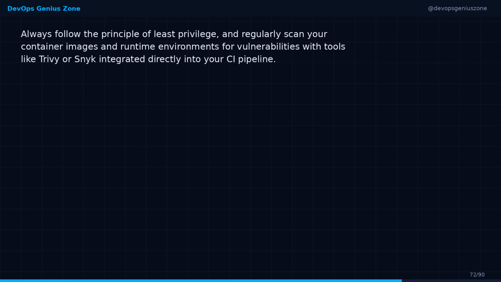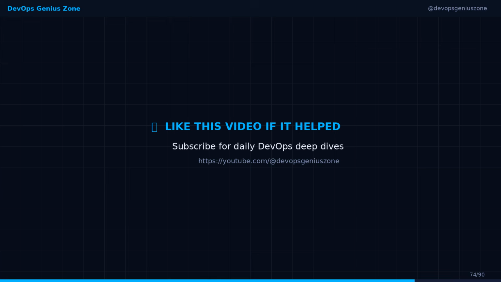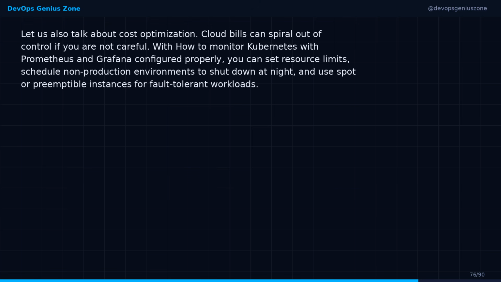Compliance often gets treated as a checkbox exercise, but it doesn't have to slow you down if you build it into how to monitor Kubernetes with Prometheus and Grafana from the start rather than bolting it on afterward. For example, if access controls and audit logging are part of your initial design, passing a SOC2 audit later becomes a matter of producing evidence you already have, instead of scrambling to retrofit controls onto a system that was never designed with them in mind. That's the difference between compliance as a burden and compliance as a natural side effect of doing things right.